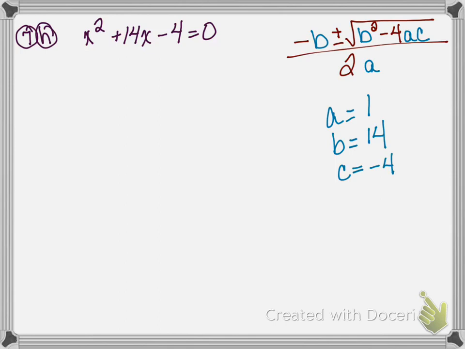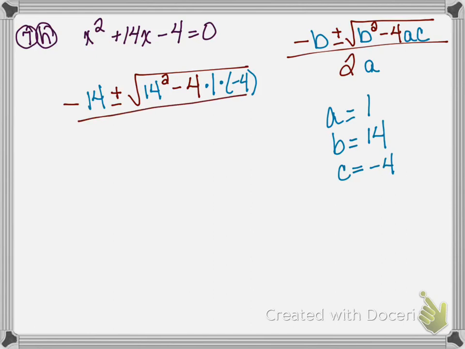So let's get started. So I have negative my b value, which is 14, plus or minus the square root of 14 squared minus 4 times a, which is 1, times c, which is -4. And that is all over 2 times a.